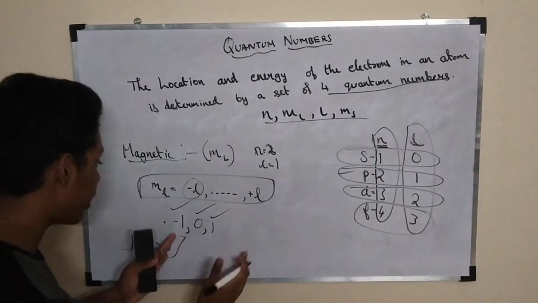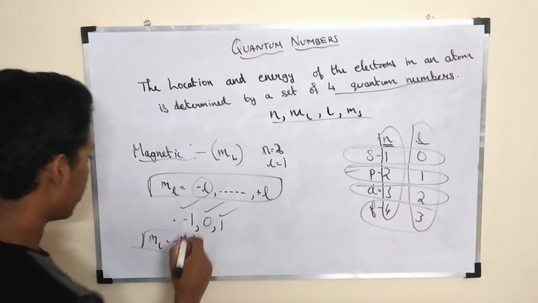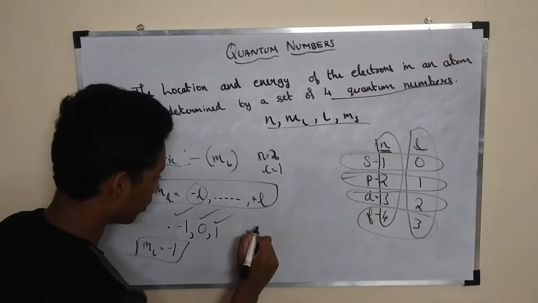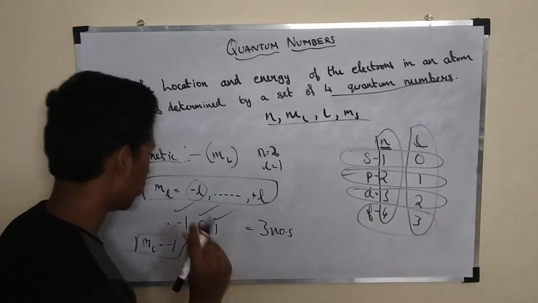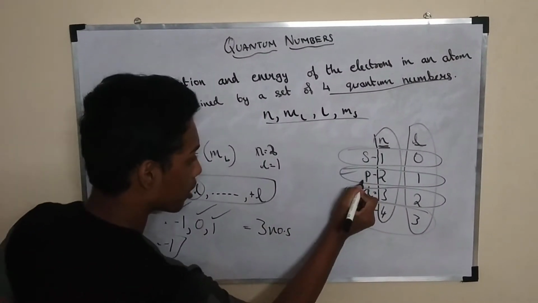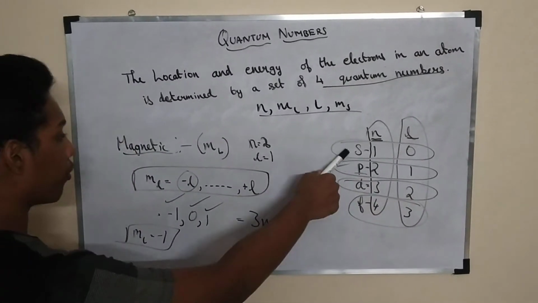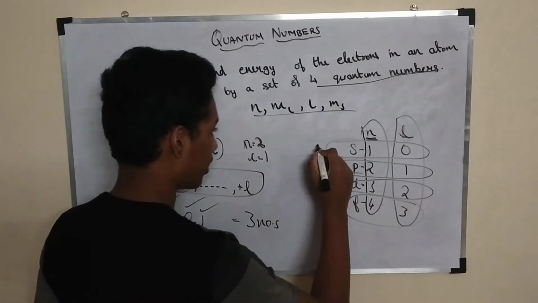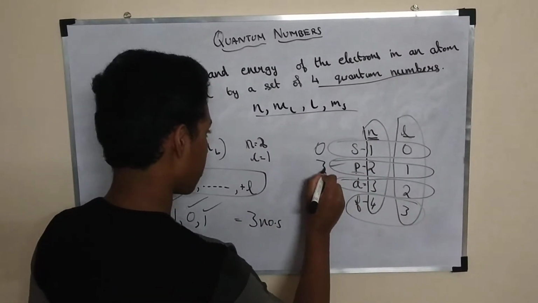But this is to denote the number, right? Which is minus 1, 0 and 1. So there will be 1, 2, 3. There will be 3 in numbers. Similarly, if you take S, it will be value 0. So there will be 1 possibility for S. For P, it will be 3 possibilities.